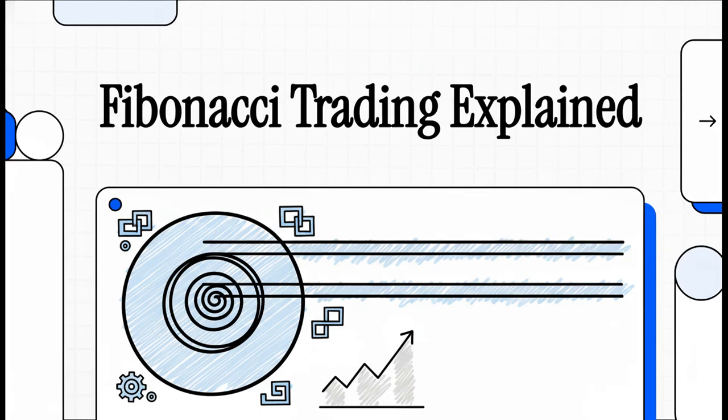All right, today we're diving into what is honestly one of the most fascinating tools in a trader's entire toolkit, Fibonacci analysis. We're going to talk about a hidden code, one that some traders believe is literally woven into the fabric of the financial markets themselves. So let's get right into it.